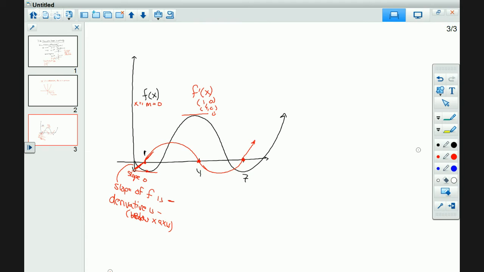You're thinking slope values. This has a negative slope, right? So I am in the negative values below the x-axis. This has positive slope, so my values are above the x-axis for the derivative. Okay.